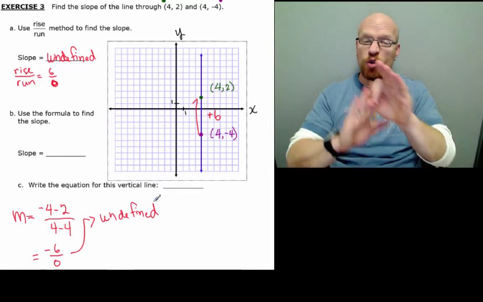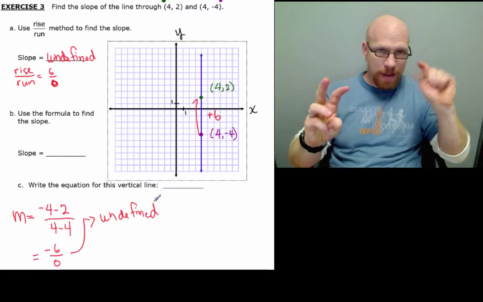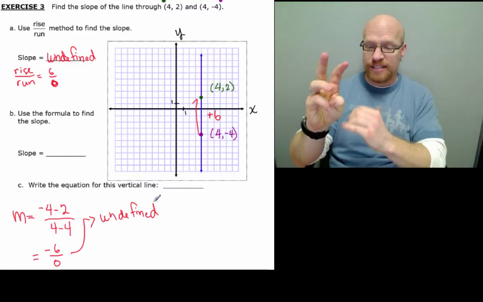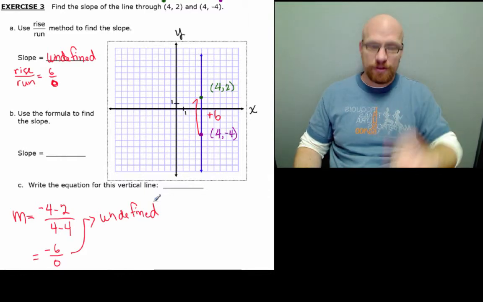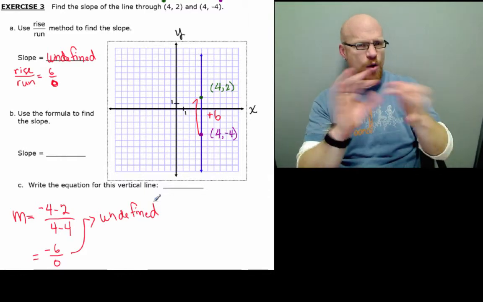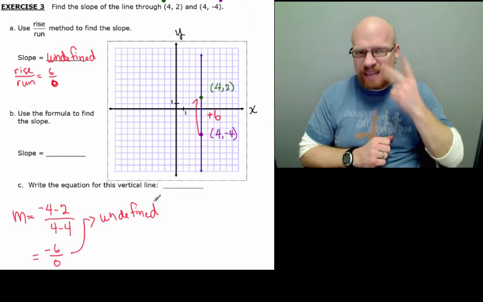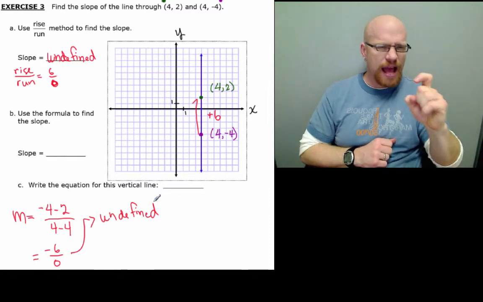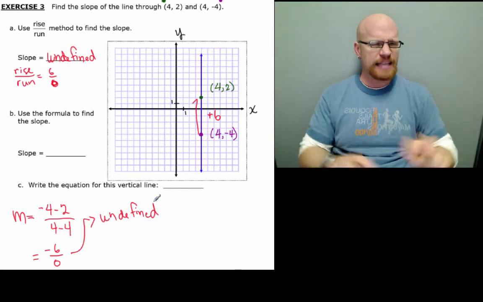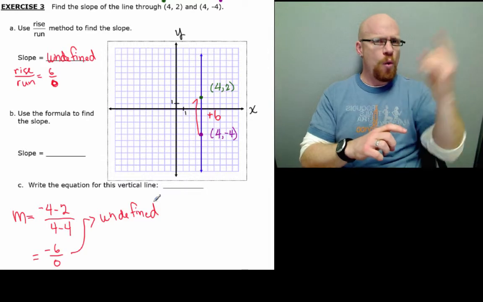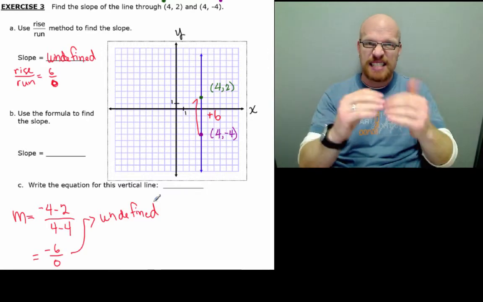So using a formula, we get the same results. -6, not +6, divided by 0. That's still undefined. Now that line has an equation. I look at it, y values are different, but the x value is the same. It will always be 4. So x equals 4, that's the equation.